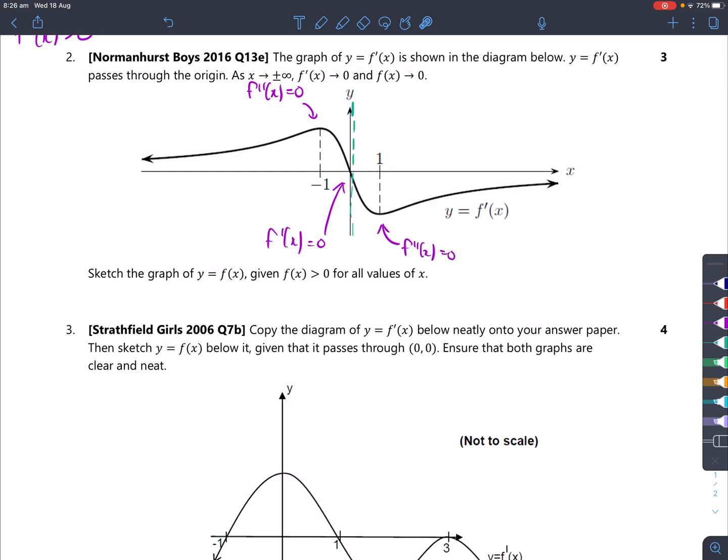Alright. Now, it says also here to sketch y equals f of x, given f of x greater than 0 for all values of x. So, if we're going to sketch f of x greater than 0, that means it has to be all above the x-axis. Okay? So how I would start to draw this curve, I'll draw this in red, is that there will be a maximum here, like that. Okay.